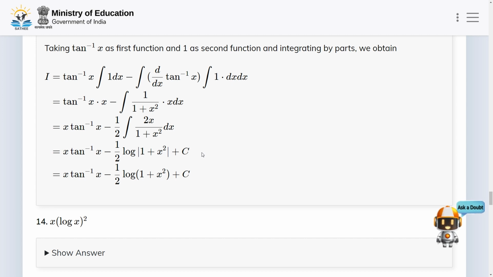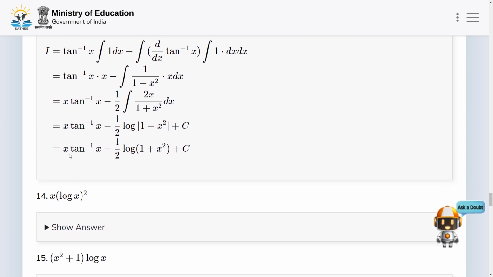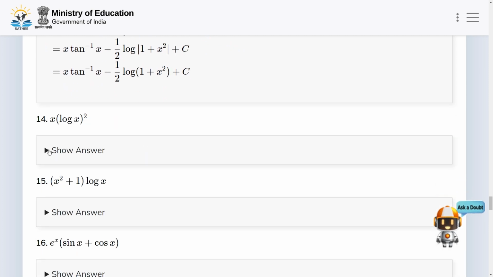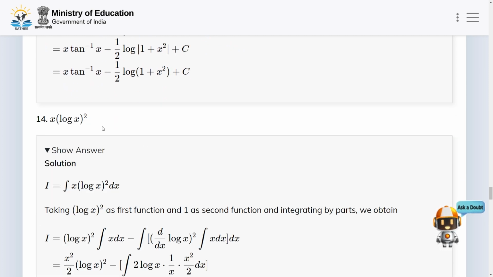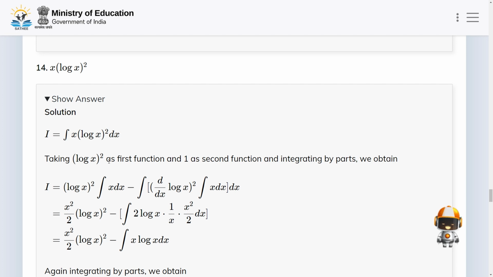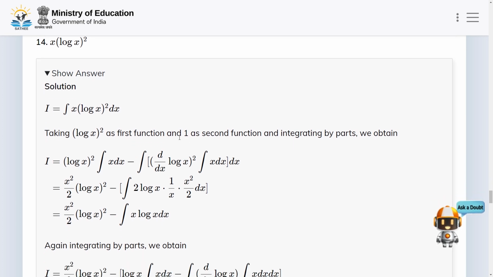Okay, so this means you are left with nothing but this, which will be your final answer: x tan inverse x minus half log of 1 plus x square. Now the 14th problem, x (log x) whole square. So take (log x) whole square as your first function and x as your second function.